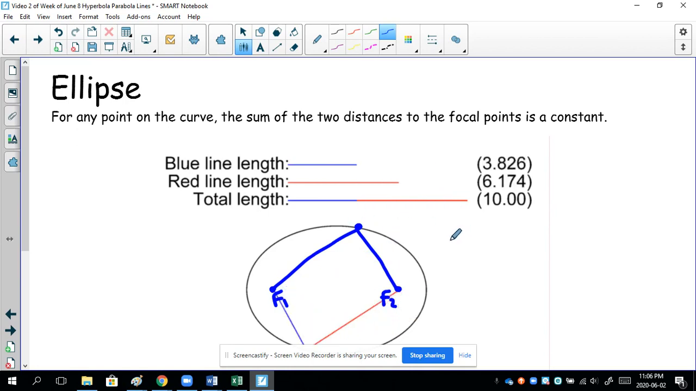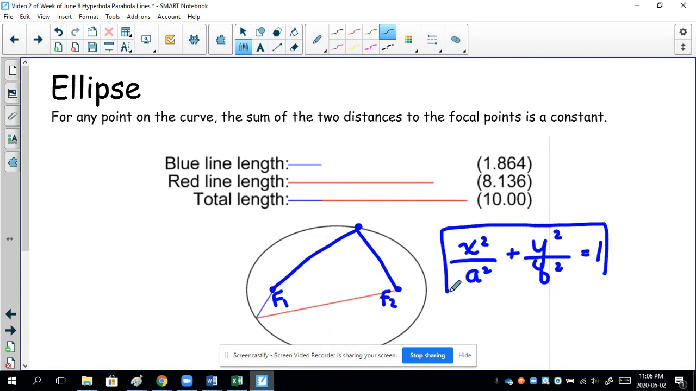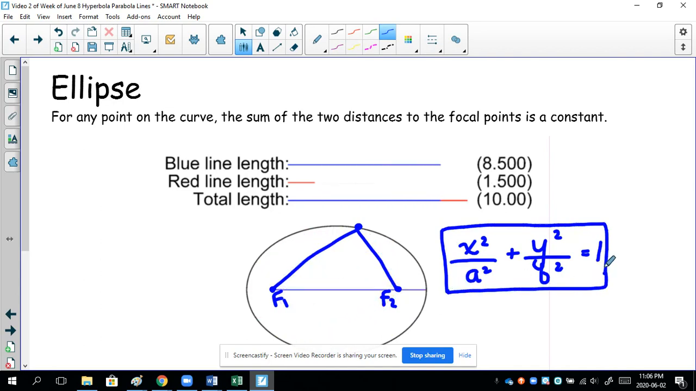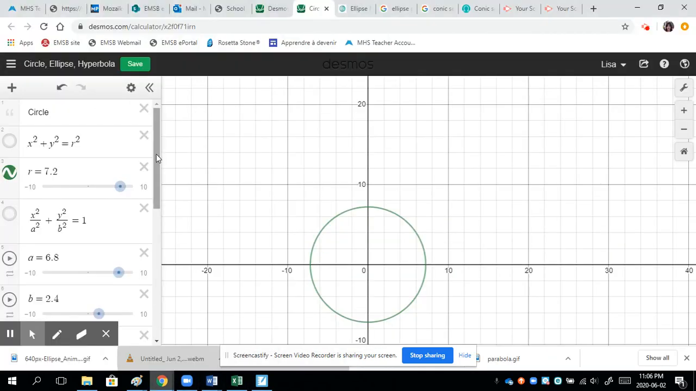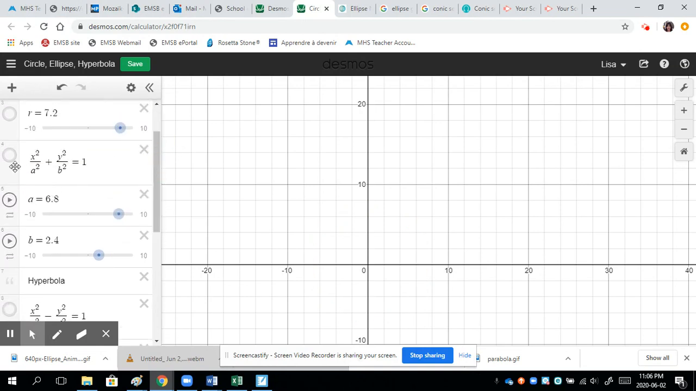Okay, so I just want you to see what the conic section looks like. What are the two important points? So in the ellipse, it's the focal points. Okay, that's where the relationship is. And the equation of the ellipse is x squared over a squared plus y squared over b squared is equal to 1. Okay, that will give you the equation of any ellipse. Okay, so if we go back to Desmos, I'm gonna show you the ellipse. There's my ellipse.